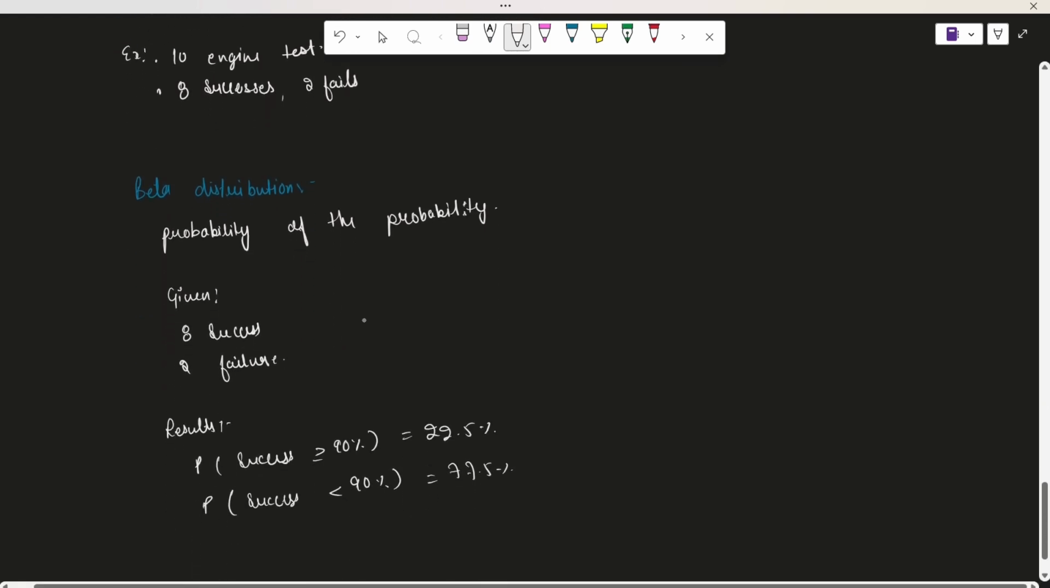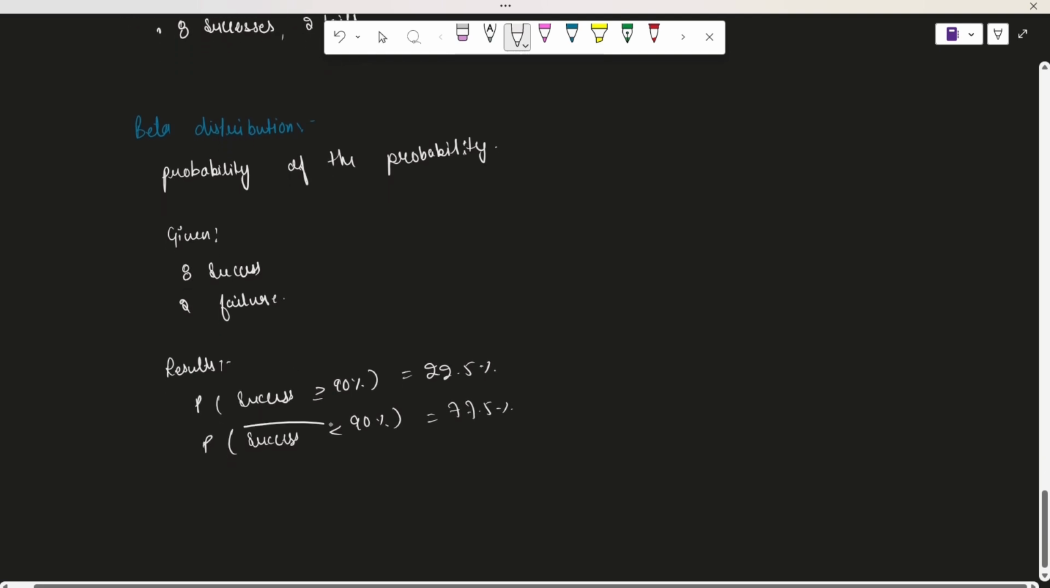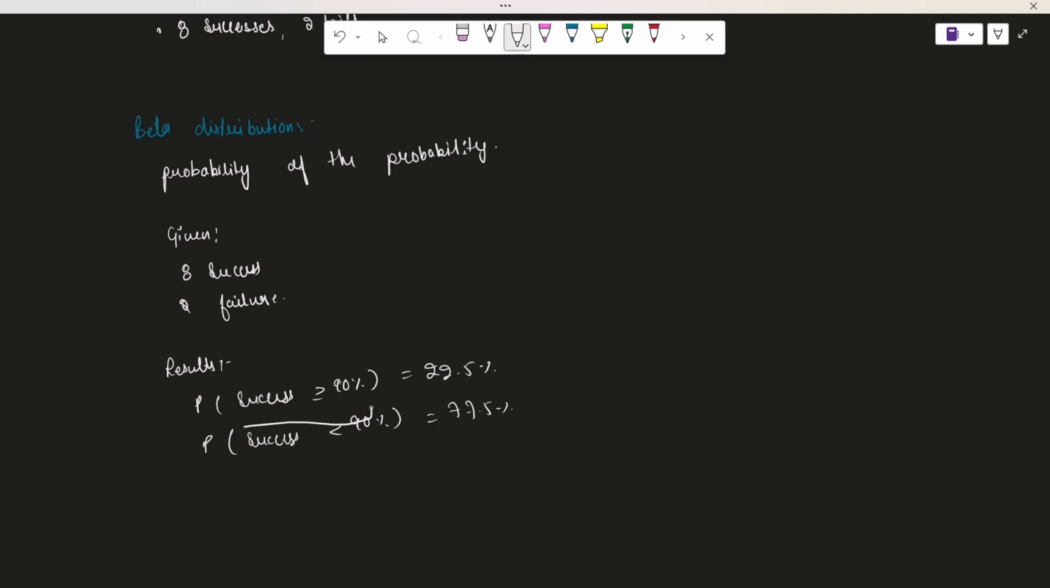Then we have the beta distribution. It basically measures the probability of probability, like in this example, it is checking success greater than 90%. We can take another example also. For example, if we consider a class of 30 and we see how many students passed the exam, there can be many students, but if we check how many students got marks more than 90 and also passed the exam, in these scenarios we can use the beta distribution.